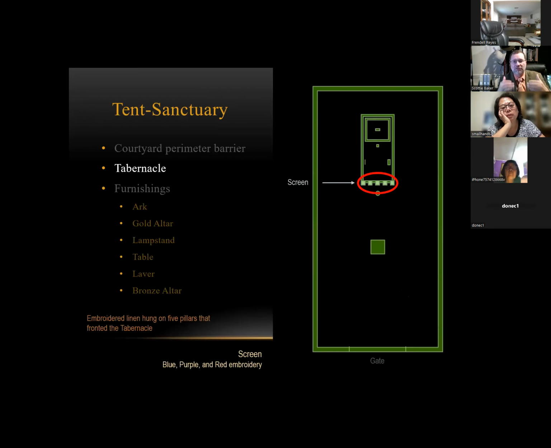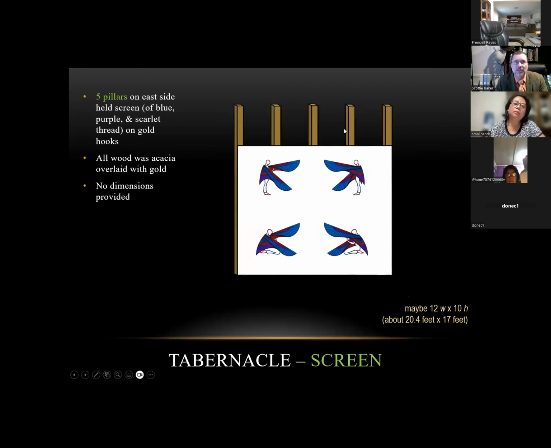Let's go back out to the front of the tabernacle. The front of the tabernacle had a screen on it. The screen had 5 pillars and a screen in the front. We're not told how tall the pillars are. We're not told how big the screen is, but we are told that the screen was also embroidered. It may be the size of everything else.